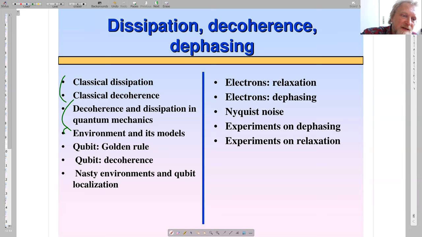We will look at manifestations of dissipation and decoherence for qubit first, and then we turn to electrons. So it is manifested differently for discrete states, qubits, and for continuums of states where electron waves are propagating. Interestingly, we will figure out that noise which is produced in electric circuits frequently defines a scale of decoherence for electrons in the circuit.